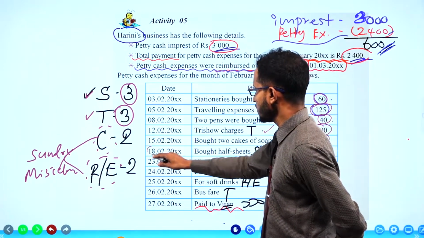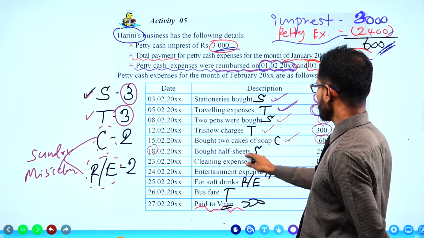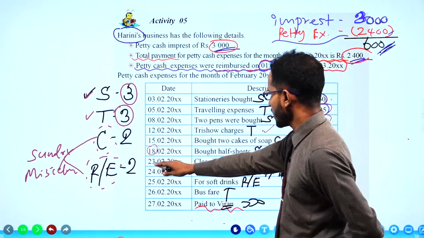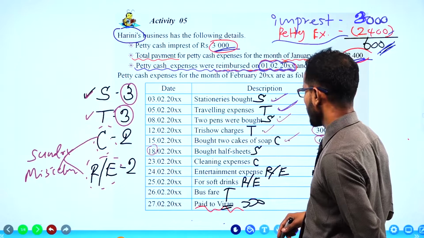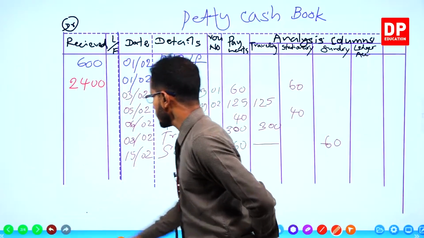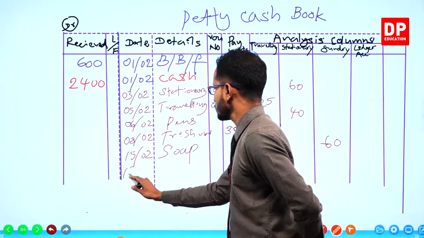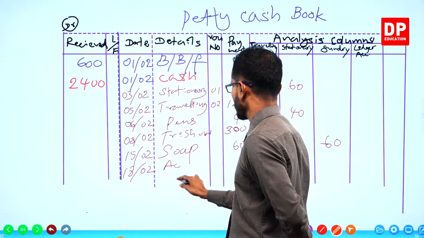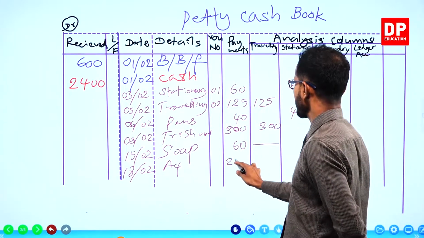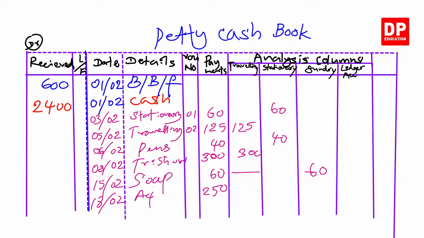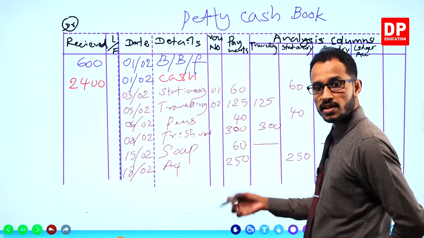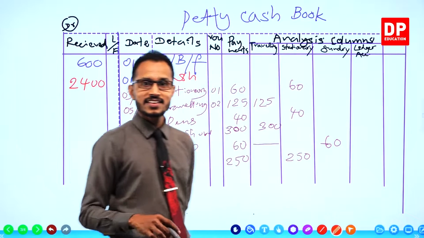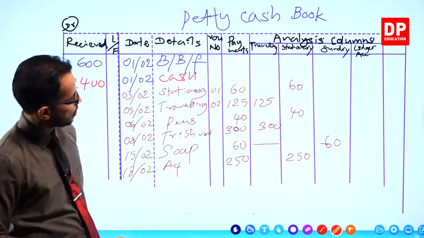18th, we have bought half sheets, 250. And again, cleaning expenses, 150. 18th and 23rd, okay. 18th, half sheets, let's say A4, 250. A4 sheets, 250. That should go to the stationery column, 250. Now I'm running out of space, so I'll move to this side. Right? Okay.